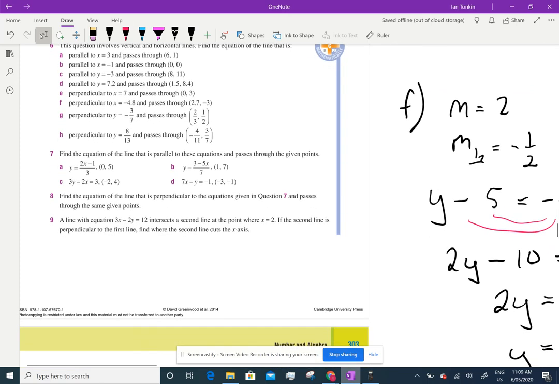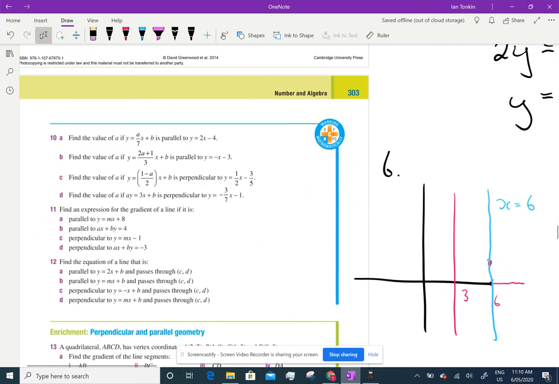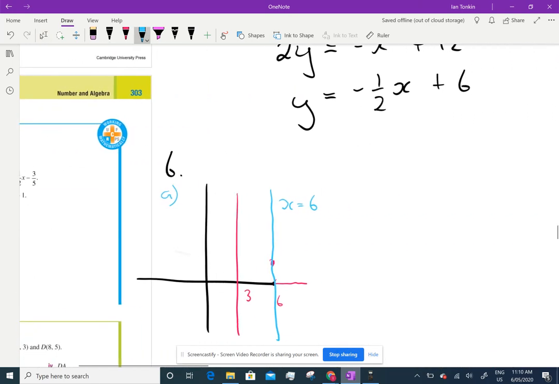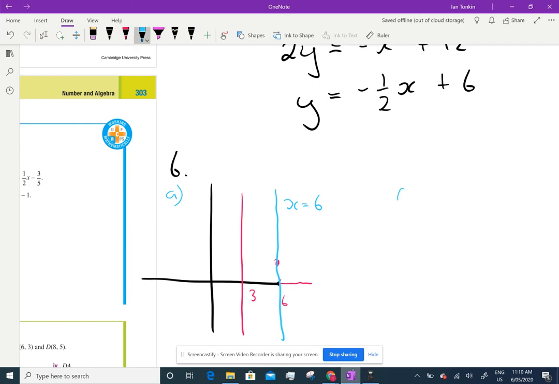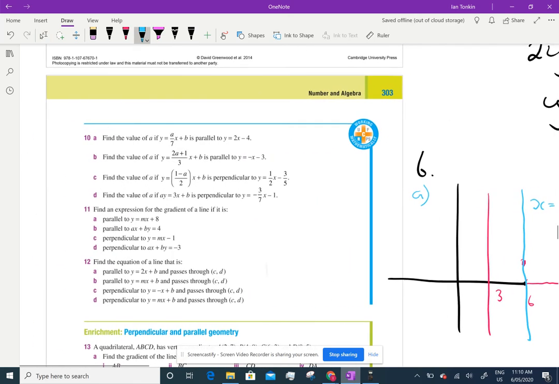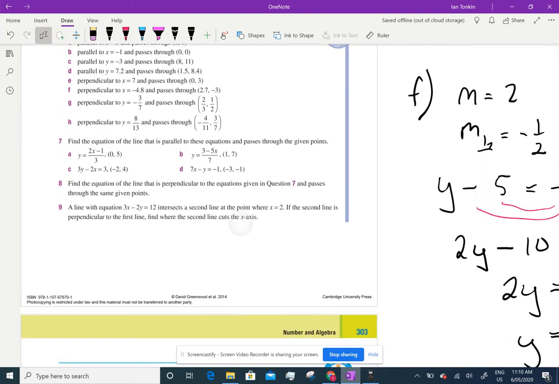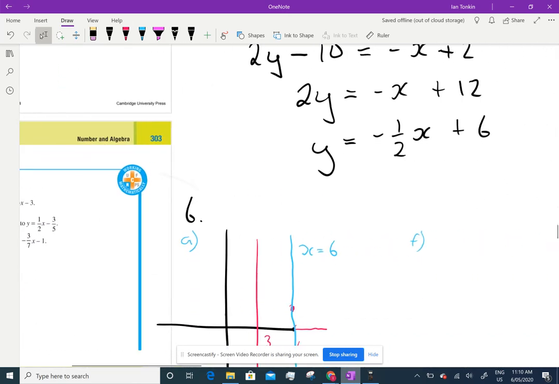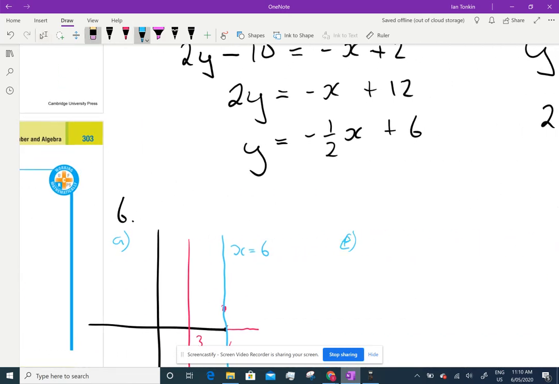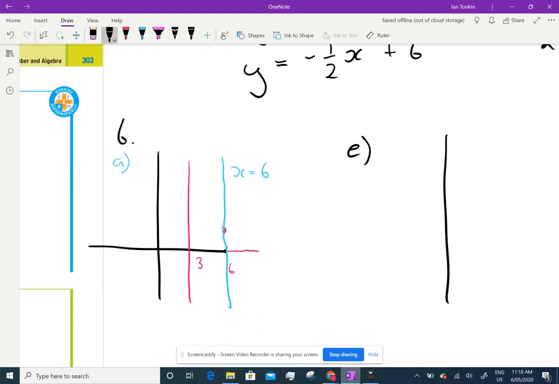Righto. Let's have a look at F because it's the first perpendicular. So perpendicular, let's draw it. That was A, by the way. And F. And what are we doing here? E, perpendicular to x equals 7. So E, not F. Let's get our black pen back. So let's draw it. X equals 7. I'm not doing it to scale here. There's x equals 7.